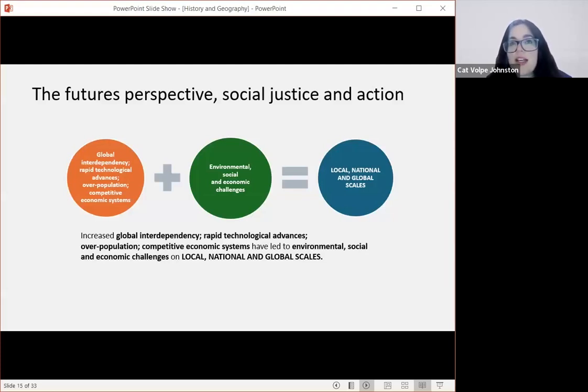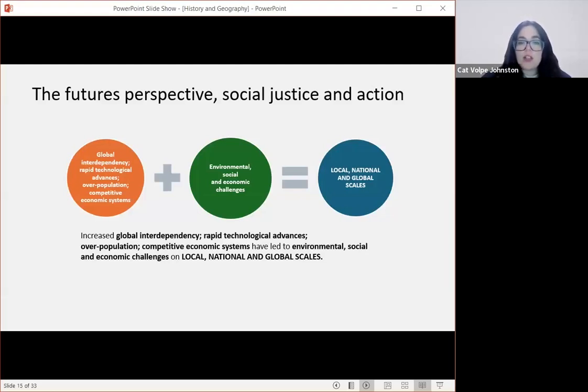Some of the exemplars that you'll see in the assignments, you'll notice that I sort of give some examples of what that might look like. You can use those as exemplars to sort of understand what we mean by social and economic challenges. So that's really what we're looking at in geography. We're looking at different scales, as I mentioned before, local, national, and global scales. And we're considering the SEE challenges and impacts.